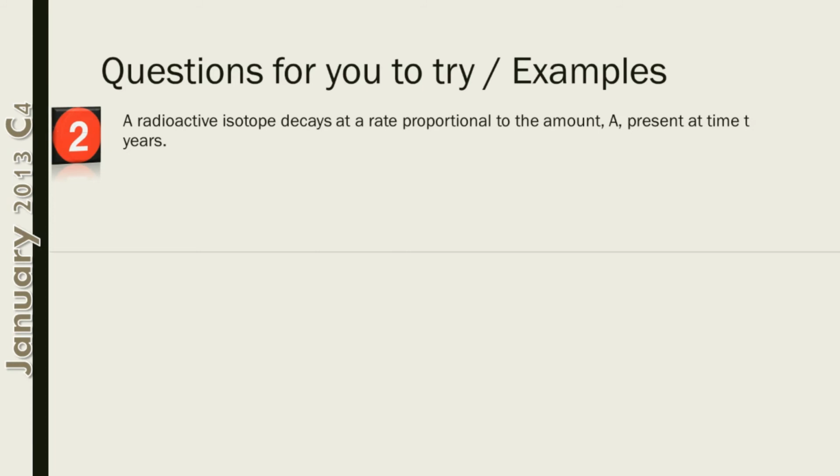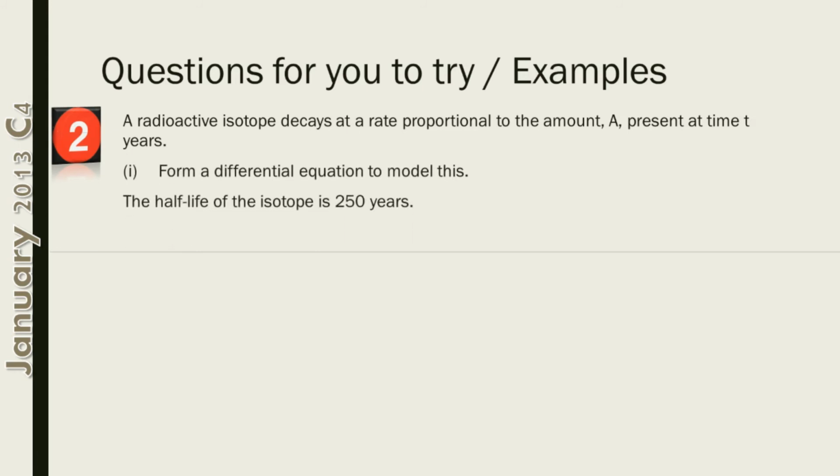But anyway, a radioactive isotope decays at a rate proportional to the amount A present at time t years. Form a differential equation to model this, and the half-life of the isotope is 250 years. So find the percentage of the original amount that remains after 100 years.